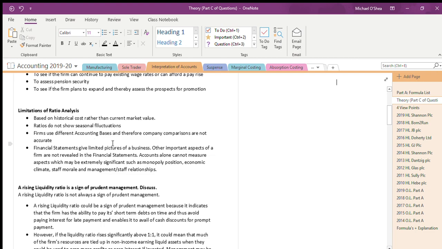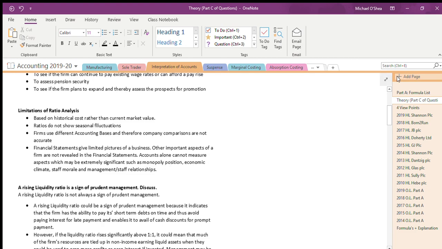But obviously not every company is going to be the same, so that is another limitation: you sometimes can't compare because they use different accounting bases. And the last one given here is that financial statements give a limited picture of a business. Other important aspects of a firm are not revealed in financial statements. Accounts alone cannot measure aspects which can be extremely significant, such as monopoly position, economic climate, staff morale, or management-staff relationships. Staff morale and management-staff relationships obviously can be the downfall of any company internally.